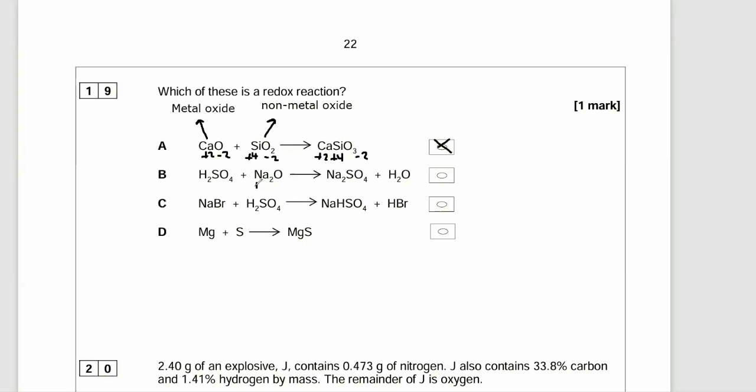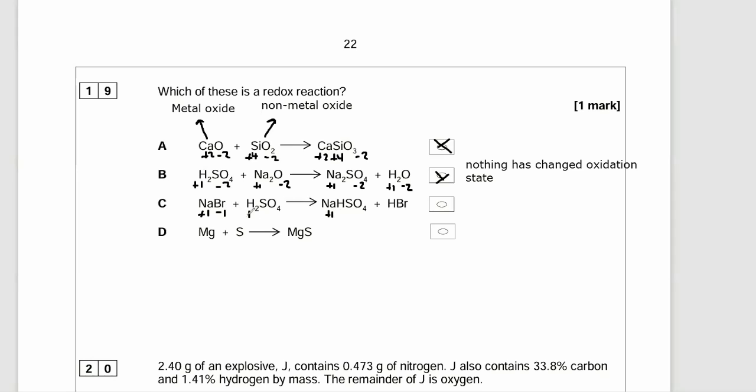Let's check out B. B, you've got sulfuric acid. Sodium is definitely +1, oxygen's always -2, so +1 for sodium, -2 for oxygen, -2 for oxygen there, +1. Nothing's changing, guys. This is not a redox. If nothing has changed in terms of oxidation states or the ionic charges, it's not a redox reaction because things aren't losing or gaining electrons from reactant to product. So sodium's +1 here, it's +1 there.